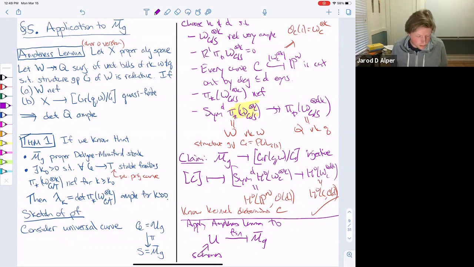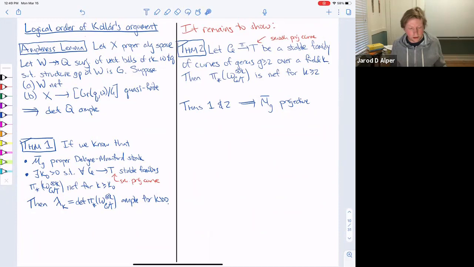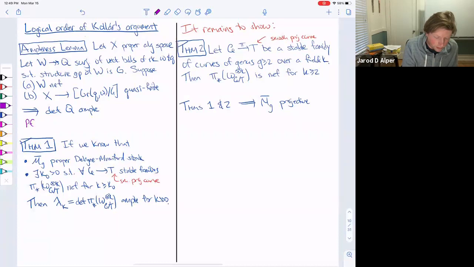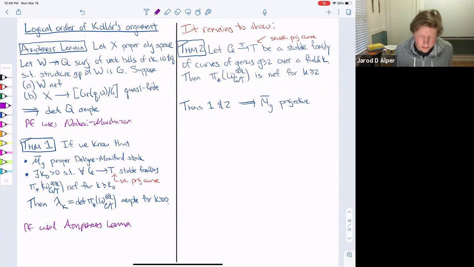All right. So just to recap, this is the logical order of this entire argument. We have the ampleness lemma here. We didn't say too much about the proof, but the proof uses Nakai-Moishezon. Then we had theorem one. This is what we just proved. The proof used the ampleness lemma. And so what remains to show is the nefness of these vector bundles. That's theorem two. This nefness hypothesis is what is input into theorem one. So theorems one and two together give you the projectivity of M_g bar.